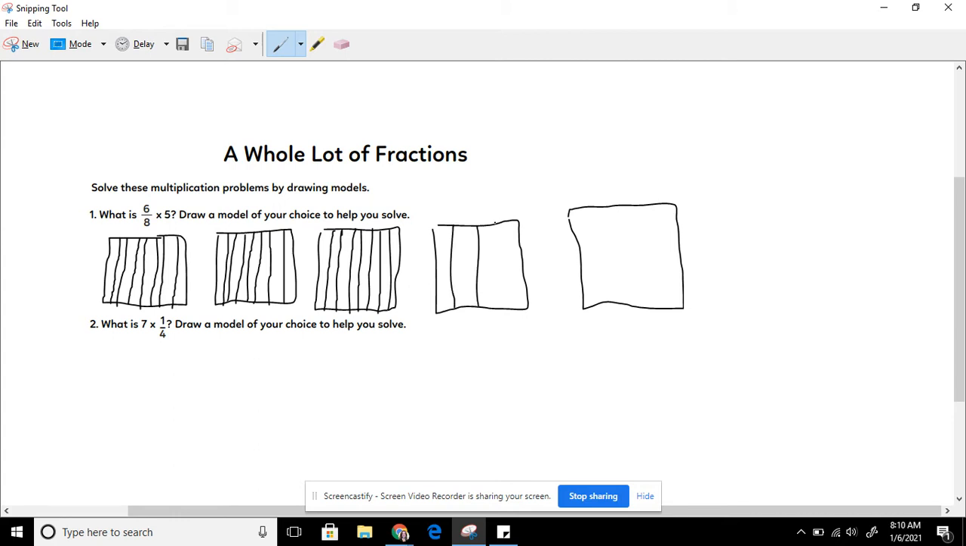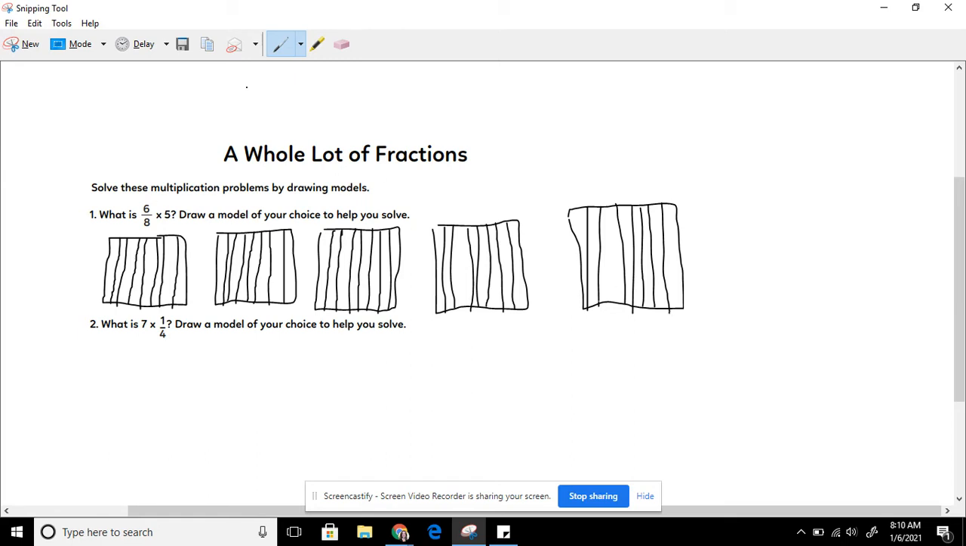Then I cut my halves in half. I've got fourths. Then I cut my fourths in half. And I have eighths. And again, it's not very neat, but that's okay. All right, one more. Okay, fourths and then eighths. All right, so each of my 5 wholes are now broken up into eighths.